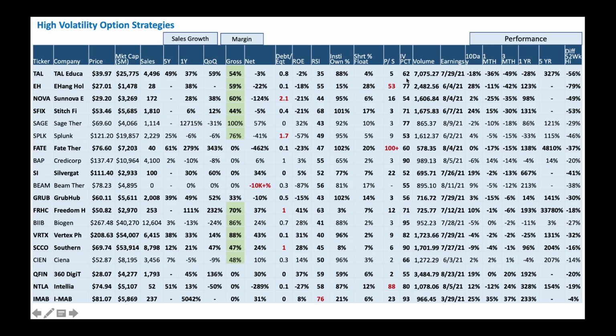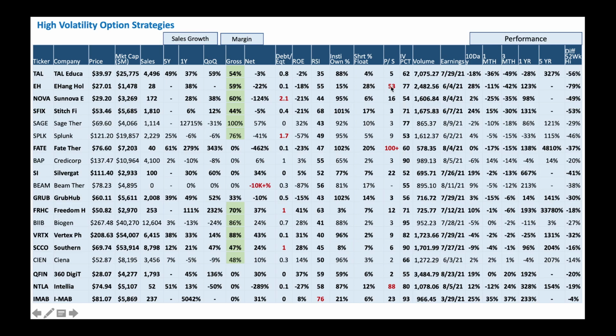And IV percentile, we want this to be high because we are option sellers. That's why we want IV to be high, so you can bring in more premium. We want volume to be high so you can trade in and out easily. And earnings, you have to at least understand when the earnings are. For example, for EHang, earnings is 6/4, which is next week. That's why IV is high, 77.